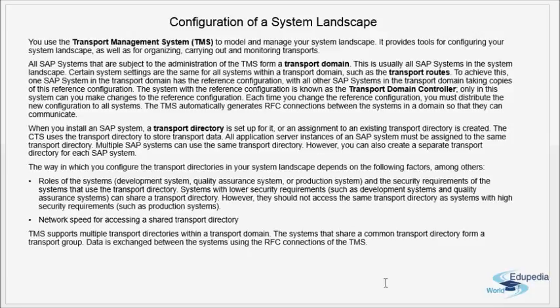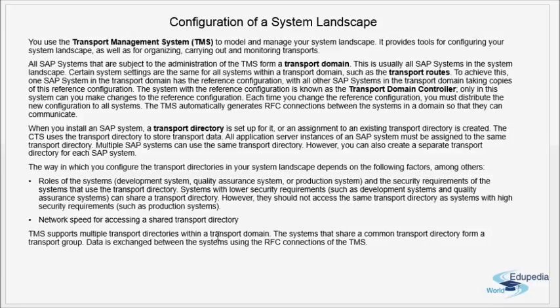The low security risk systems, the development, quality, and other demo and training or test systems, can all share a common transport directory. However, generally the production systems are configured to use a separate transport directory of their own. Even the speed matters, because this directory has to be accessed by different hosts, that is different SAP systems, so you will also need to take the network speed into consideration.